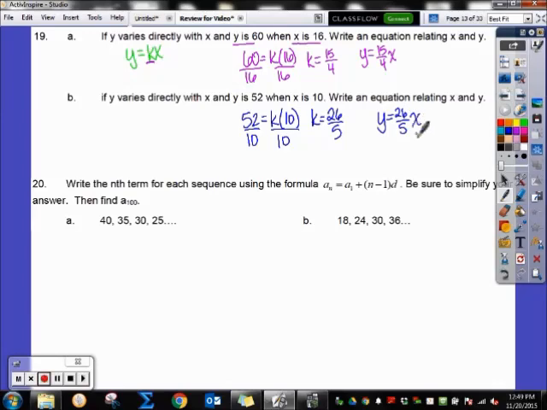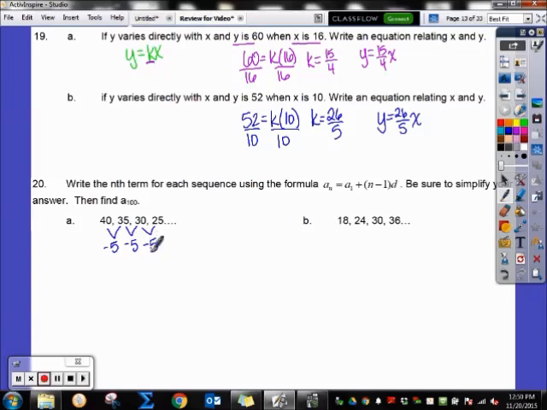Then for 20, write the nth term for each sequence using the formula a sub n equals a sub 1 plus n minus 1 times d. And be sure to simplify your answer, and then we want to find the 100th term. So to use this formula, the one thing that we have to find is the common difference. And the common difference in this first one is minus 5.